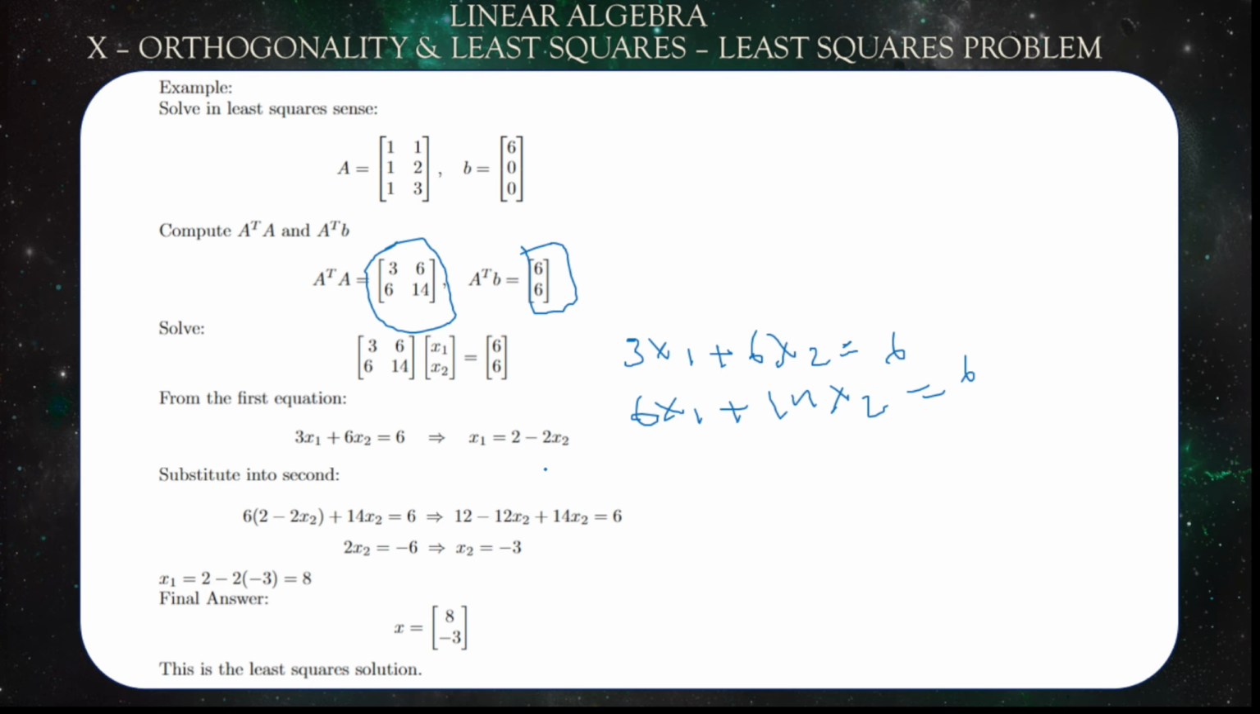From the first equation, you factor out the 3. So you get x1 is equal to minus 2x2. You substitute x1 in the second equation, placing it back in the second one. So we get x2 is equal to minus 3 and x1 is equal to 8. So the final answer is x equals (8, -3). I hope it's clear.